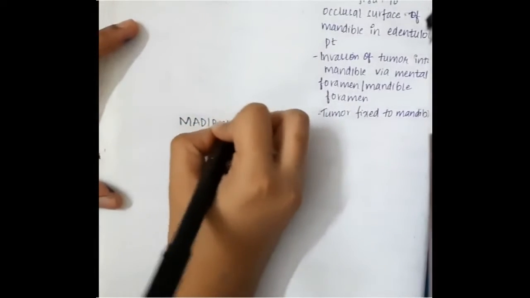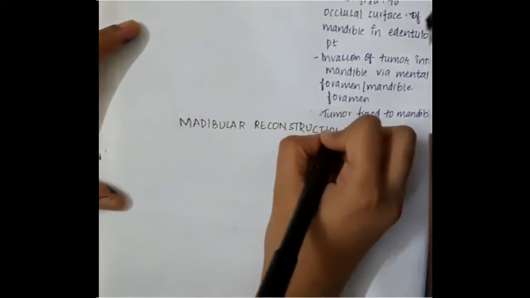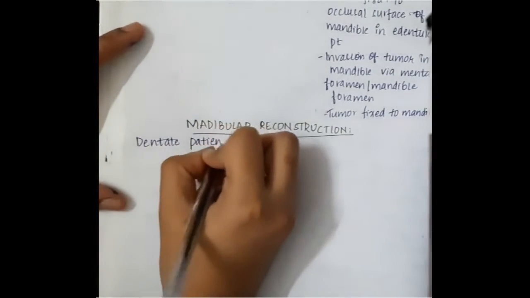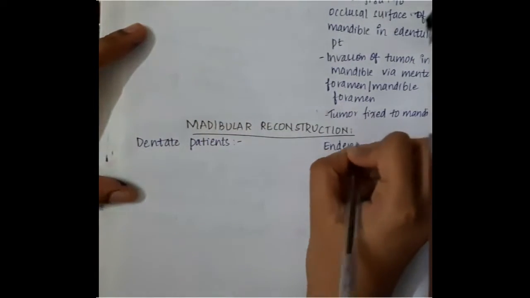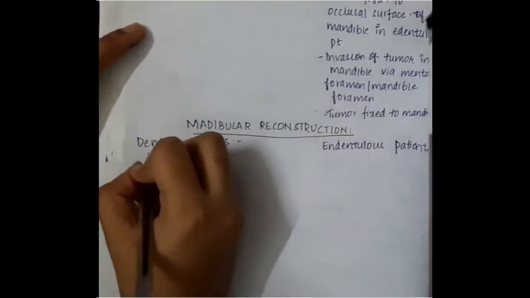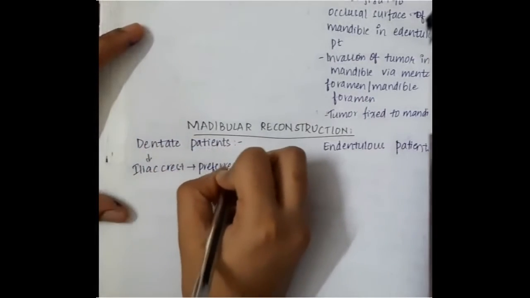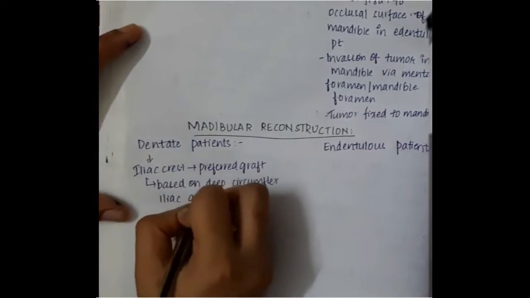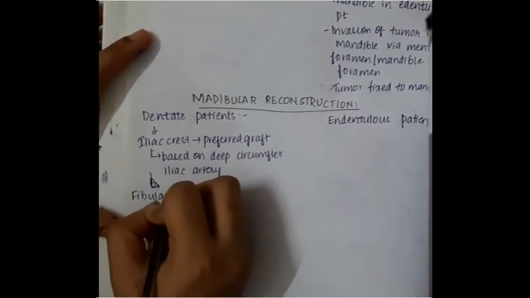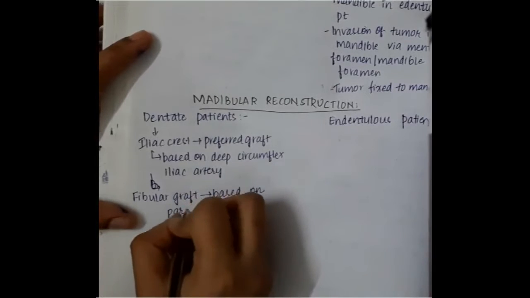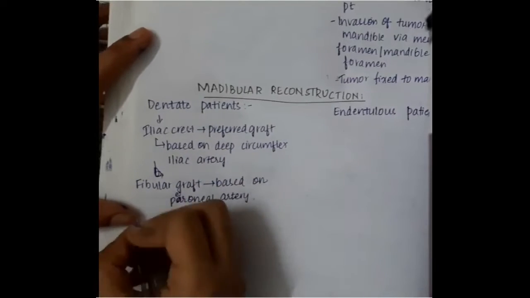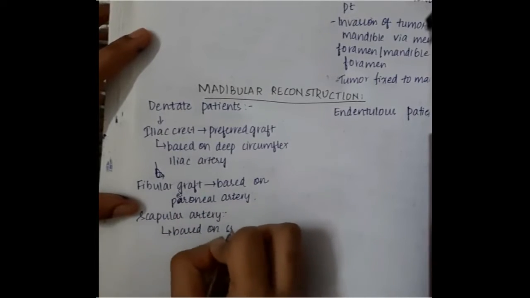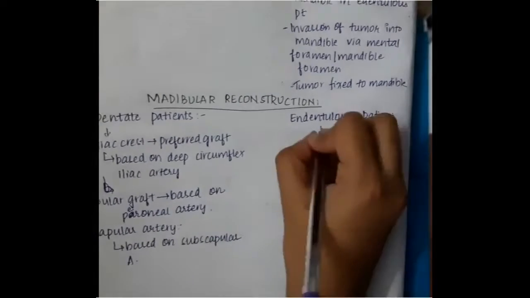After mandibulectomy, we will have to do mandibular reconstruction. This can be done in dentate patients or in edentulous patients. Dentate patients are those with teeth. In them the iliac crest is the preferred graft, based on the deep circumflex iliac artery. Fibular graft can also be used, which is based on the peroneal artery. Scapular graft can also be used, which is based on the subscapular artery.